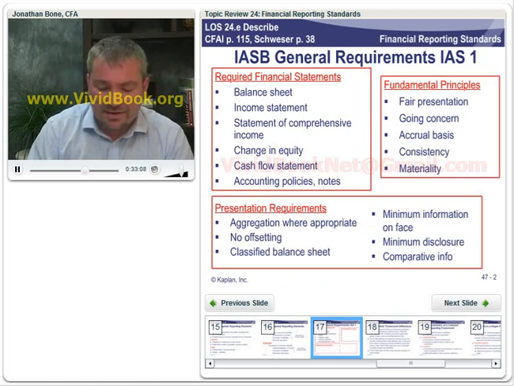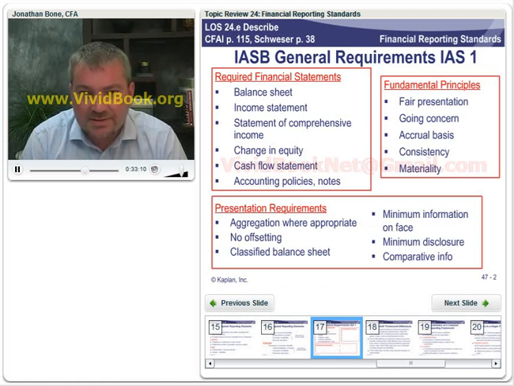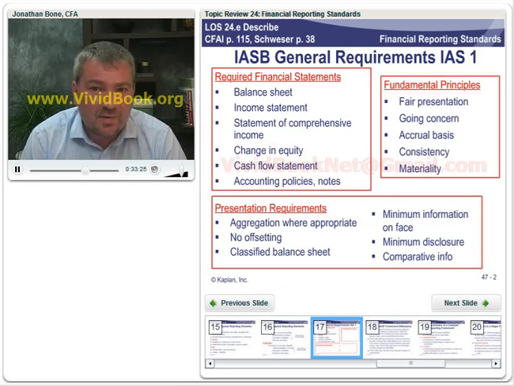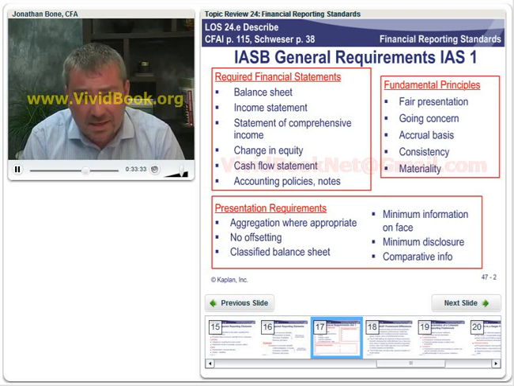Now let's have a look at our presentation requirements. Notice our presentation requirements, it says aggregation where appropriate. So let's take an example of that on the face of the balance sheet. So our aggregation, we're going to see, for example, one figure for accounts receivable, the amounts owed by our customers, rather than, for example, seeing the amounts owed by each customer separately. It's just consolidating or reducing the information on the face of the balance sheet to make it less cluttered.